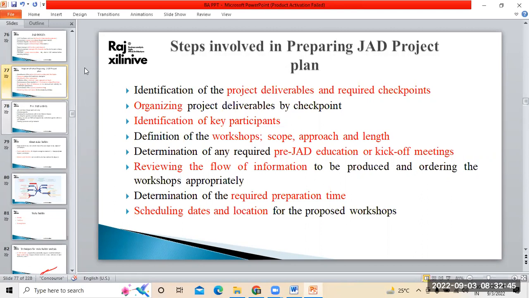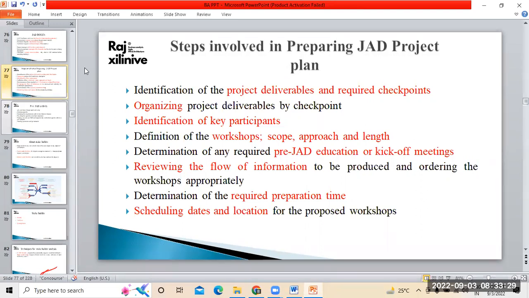The first thing we do: we don't conduct the JAD session with immediate effect. A pre-JAD education or kickoff meeting will be conducted so that you will know about the practical difficulties. Unless you conduct it, knowing about the practical difficulties is not possible. Why? Because you never know what is happening and why we are doing all this. Nothing was known to the people. So when you conduct this pre-JAD education or kickoff meeting, you will know it. So this is what we have to determine here.